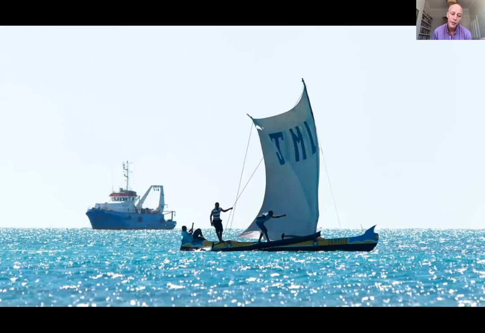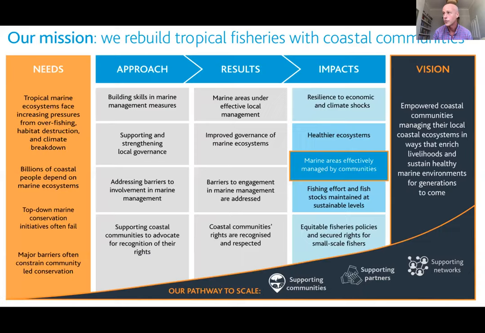The final area that we work in really is helping communities assert their rights, secure legal access to those fishing grounds, building on that framework of local governance to secure, for example, definitive legal protection for locally managed marine protected areas in the face of outside threats like foreign or even domestic industrial bottom trawlers.